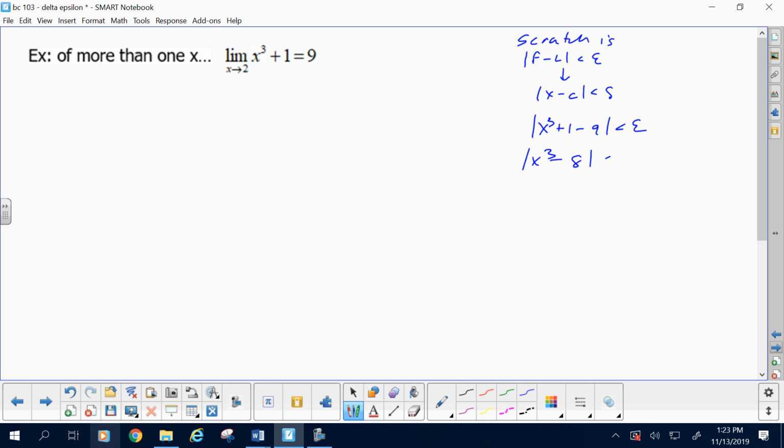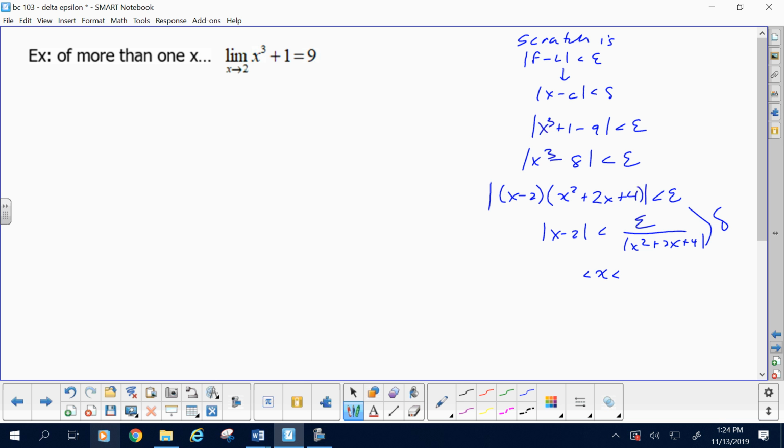Imagine some of you are a little rusty in the old difference of cubes, yeah? What is it, x minus 2? So, at that point, you eventually get that x minus 2 has to be less than epsilon over the absolute value of x squared plus 2x plus 4, yeah? And we want a numerical form of that. This is our delta, but we need to make it numerical. So what shall I start with?